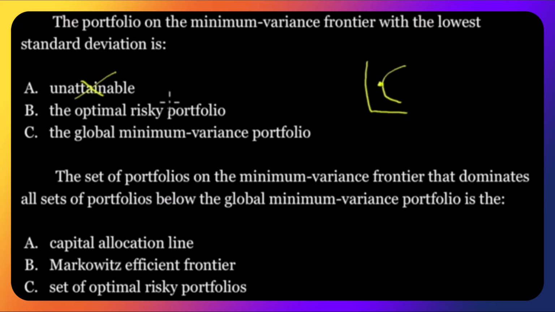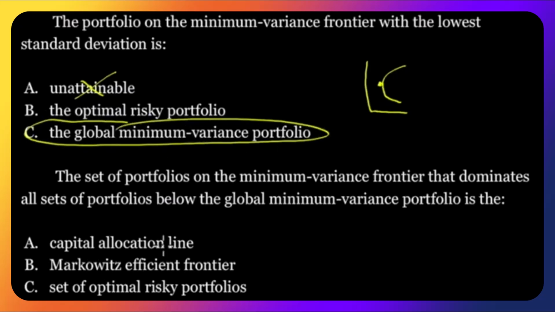You can eliminate that. Is the optimal risky portfolio or the global minimum variance portfolio? It is the global minimum variance portfolio. Well, what's the optimal risky portfolio? Well, you draw your... There you go, where the capital allocation line is tangent to the efficient frontier.